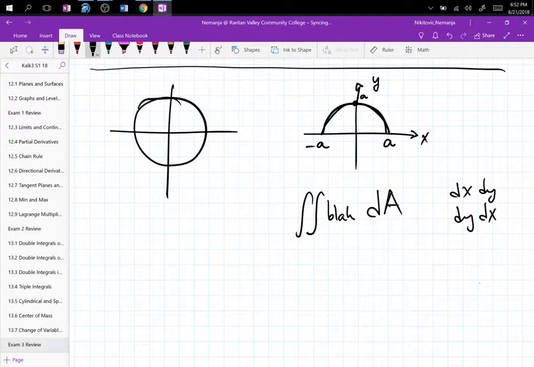In some problems, both of them work. In some problems, one is easier than the other. And in a third type of problem, one is impossible and the other one is the only choice. Well, this is that third type of problem, because you are not allowed to have one of these as the outer, and that is dy. Exactly. Because look what happens, guys. I am going to write this function here as y is equal to the square root of a squared minus x squared, right? That's the formula for that line.